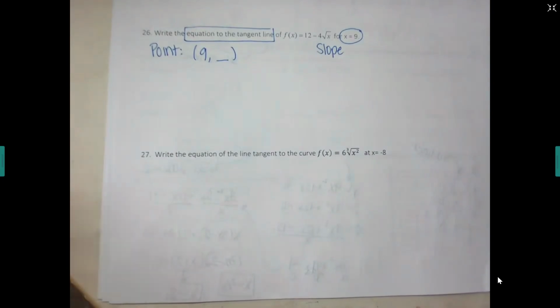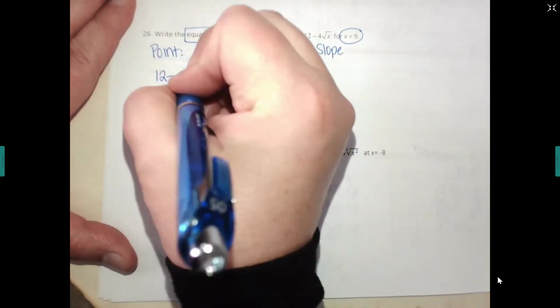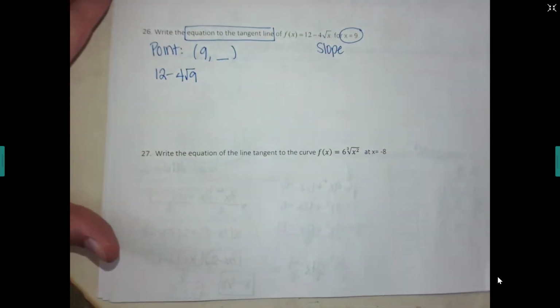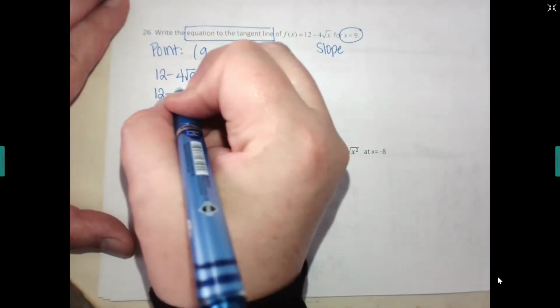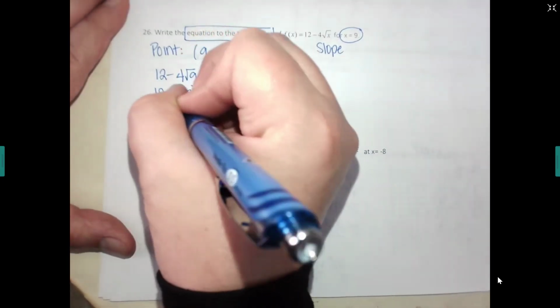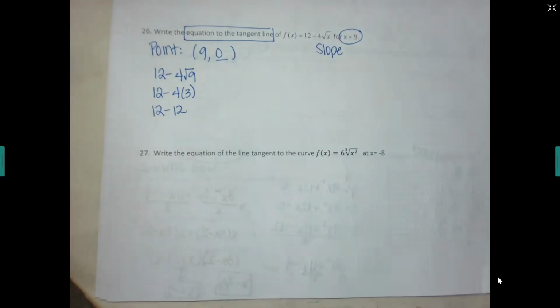So if it's a 12 minus 4 root x, that's 12 minus 4 root 9. Square root of 9 is 3. Then 12 minus 4 times 3, 12 minus 12, which is 0. So my ordered pair is 9 comma 0.